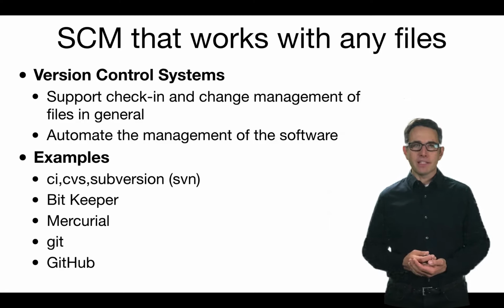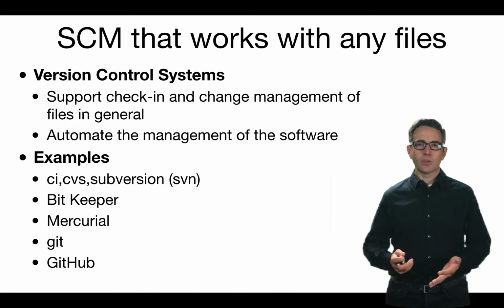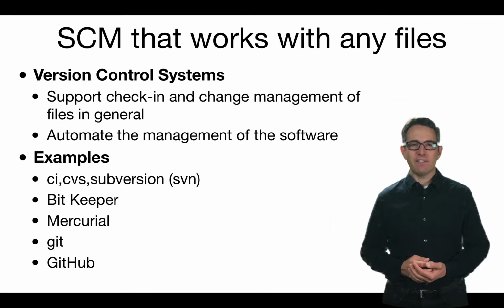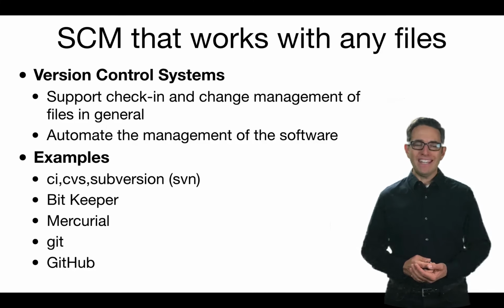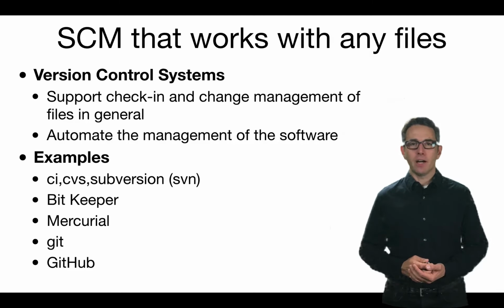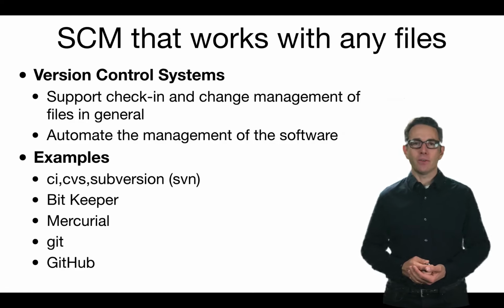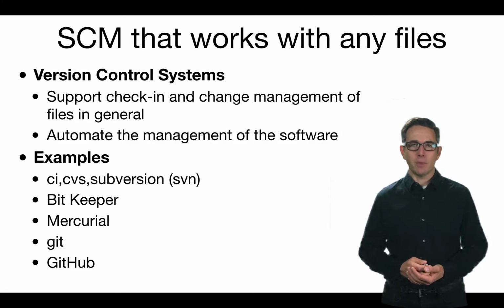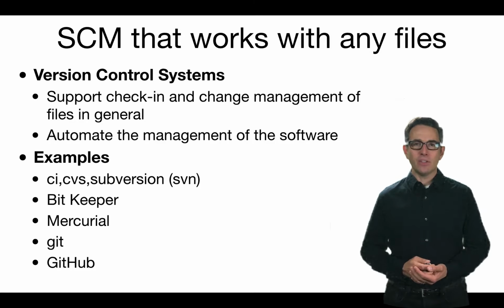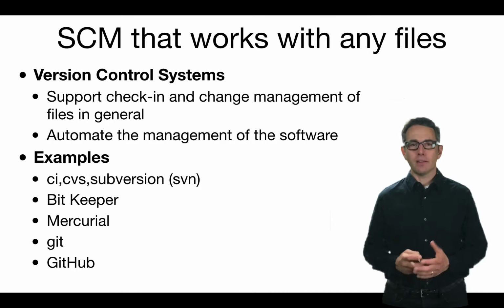Some examples of the tools that are used: historical ones are CI and CVS, Current Versioning System, Subversion, which is abbreviated SVN, Bitkeeper and Mercurial are examples of competitors with Git. Git is an open source version control system that was developed by the Linux community. And then GitHub is a web-based service that uses Git in order to help create locations on the internet where software can be shared.